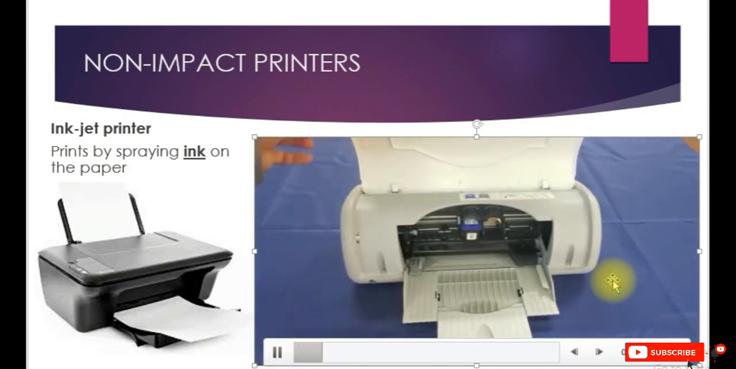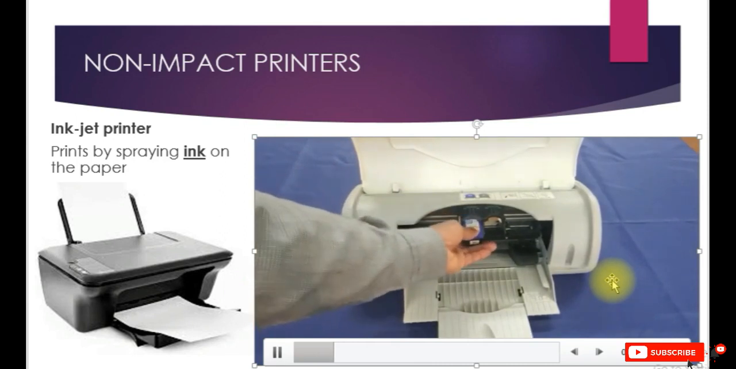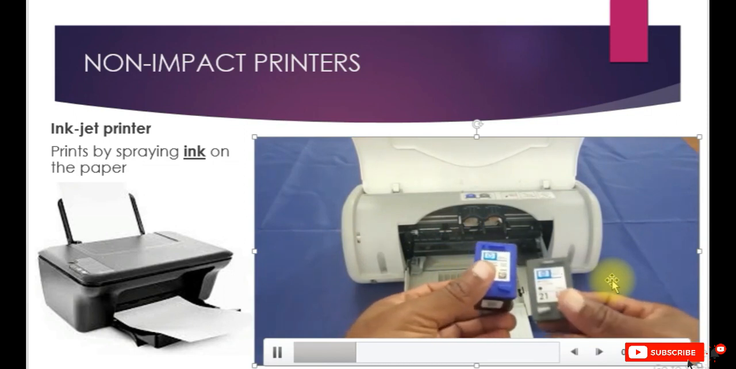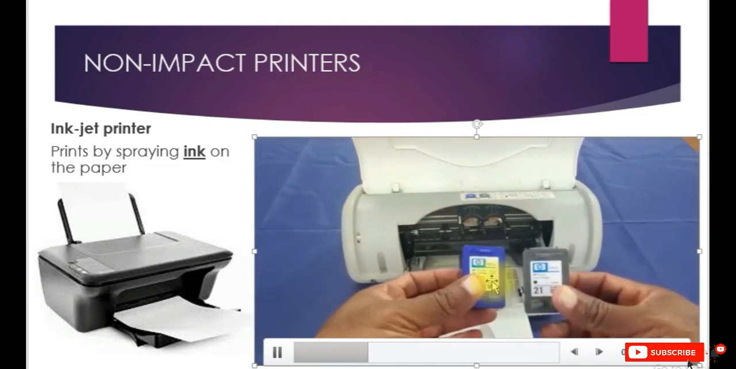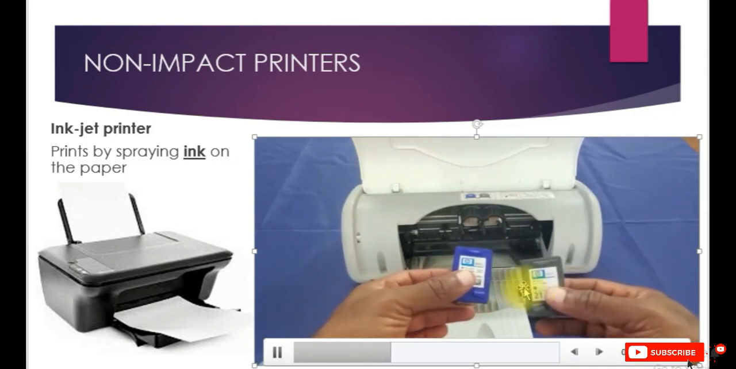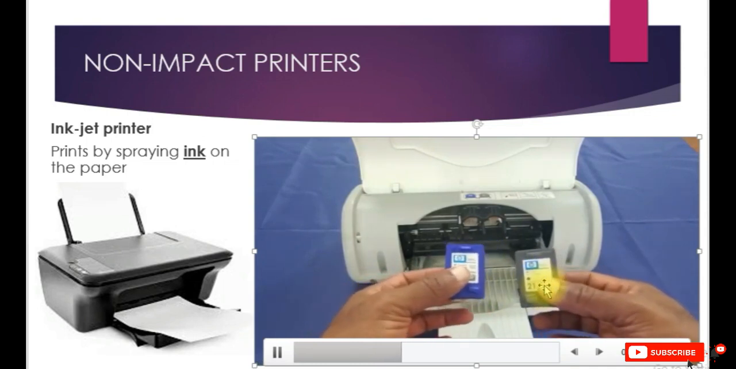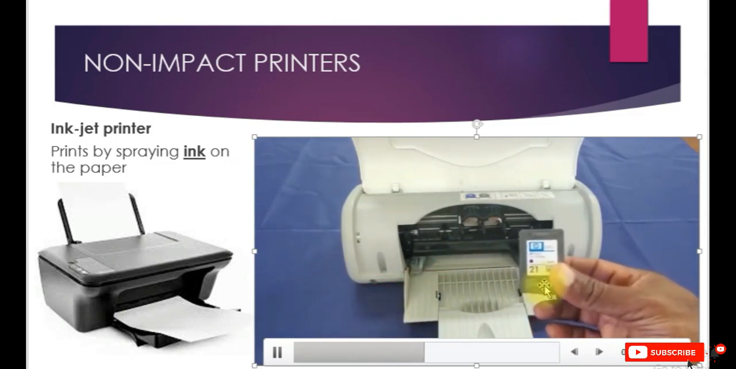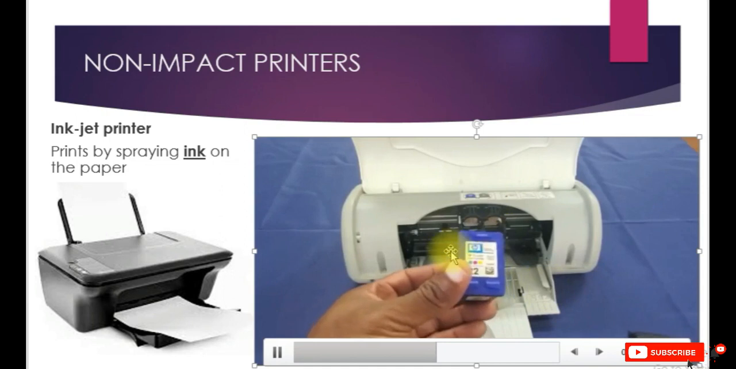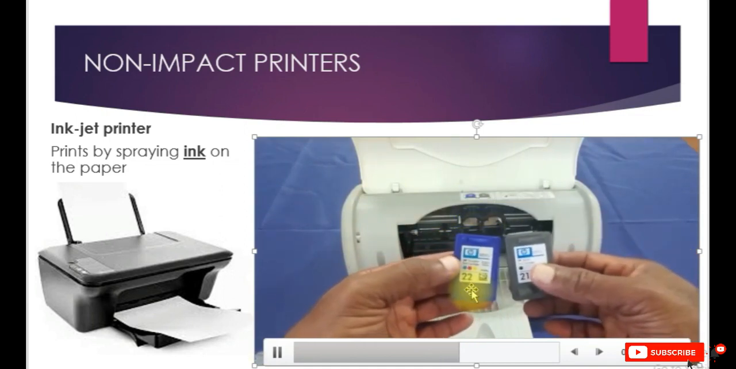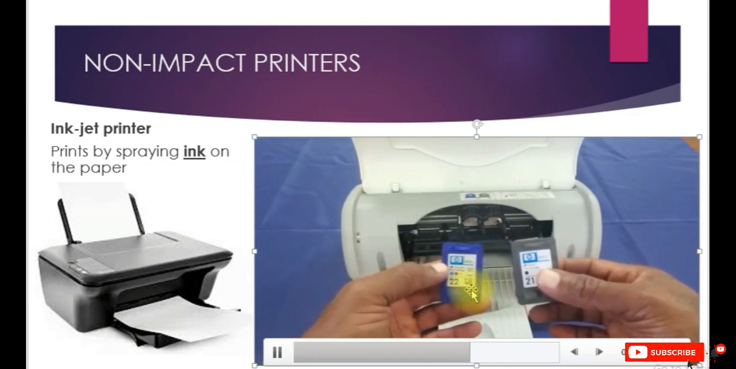So typically an inkjet printer will use two cartridges. The inkjet printer uses ink, and the inks are housed in these things here, which are cartridges. There are typically two such cartridges in an inkjet printer. There is the black, and then there is the color. The color would typically have blue, red, and yellow.